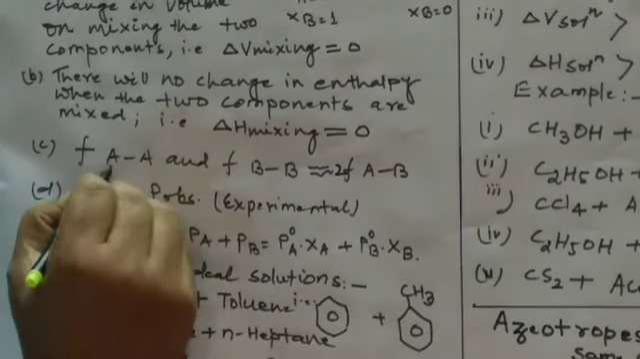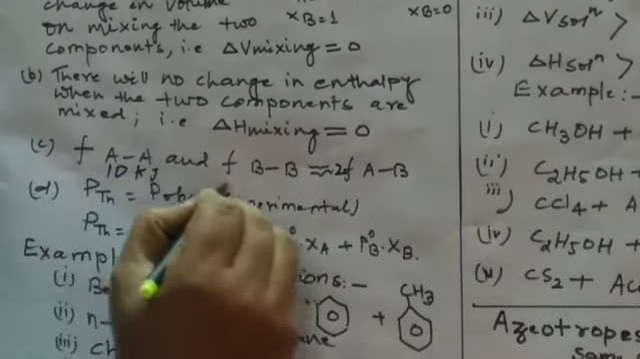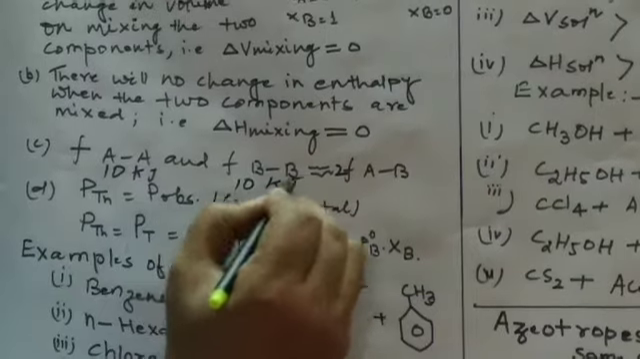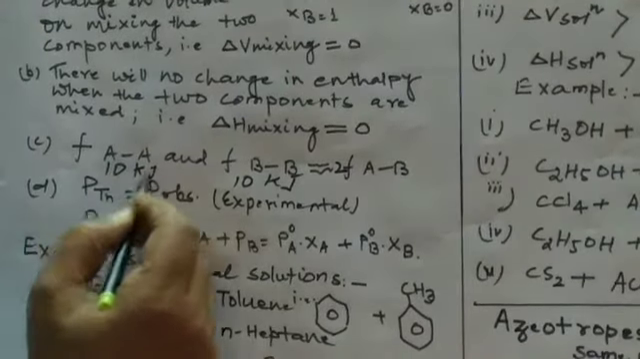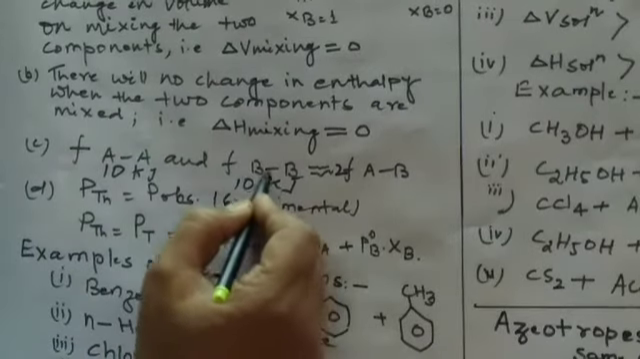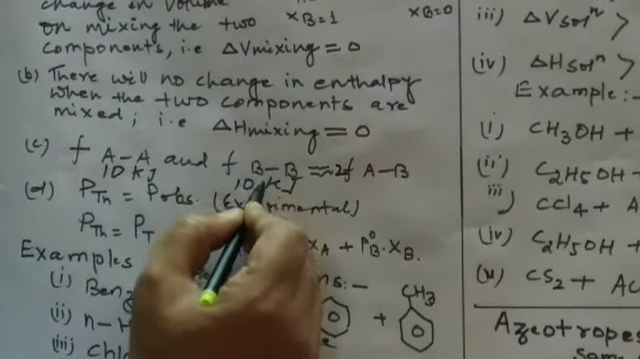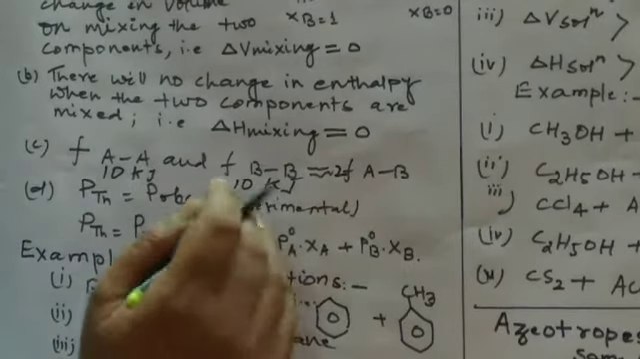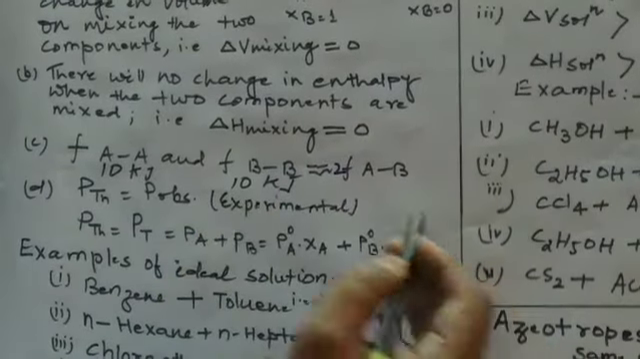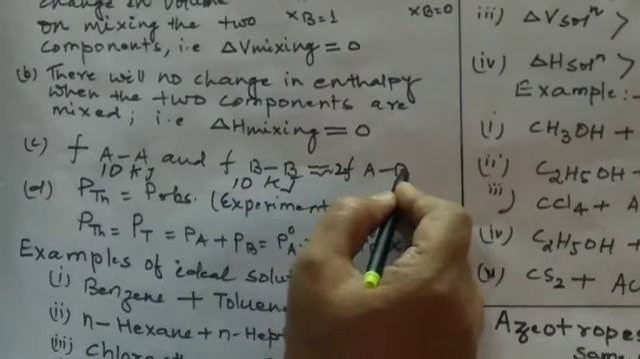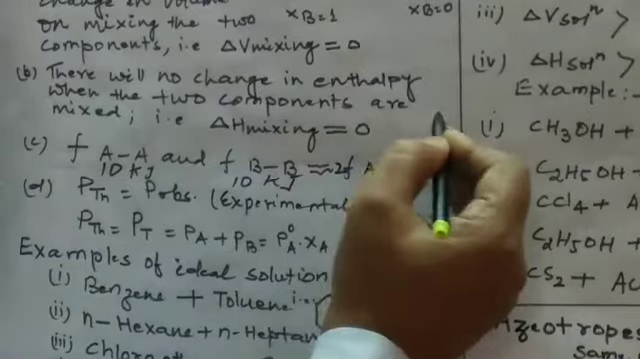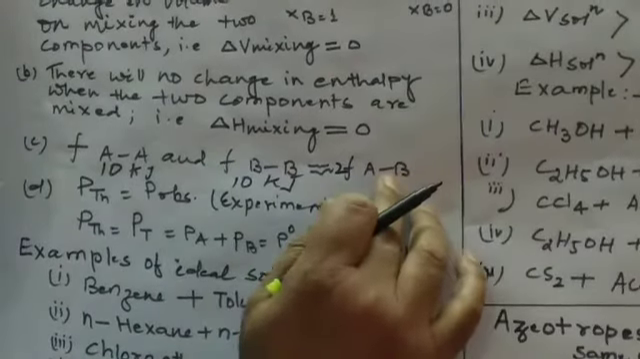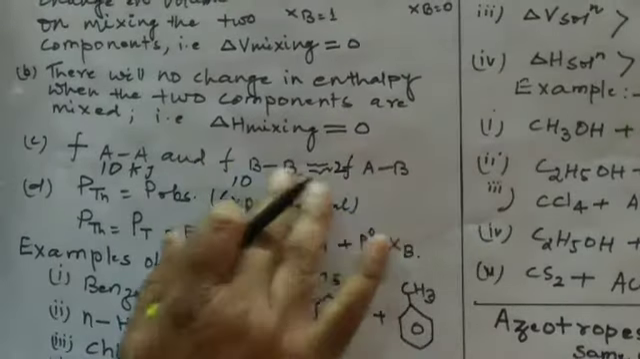If 10 kilojoule is the energy required to dissociate the bond between the A and A particles, and similarly 10 kilojoule is the energy required to dissociate the bond between the B and B particles, then how much energy will be released? AB, if it is an ideal solution, then 2 moles of AB will be formed, and the energy released in that process will be 20 kilojoule. If it satisfies this condition, then the solution is said to be ideal.